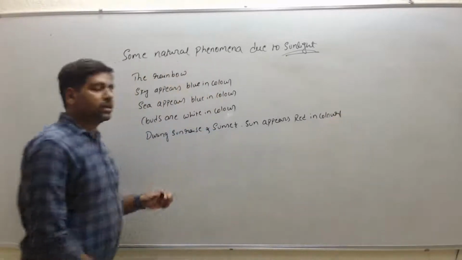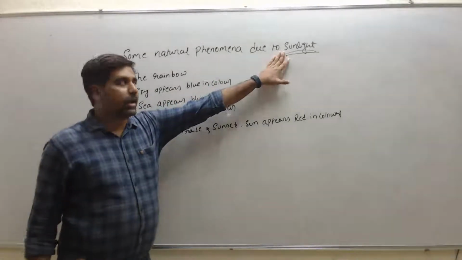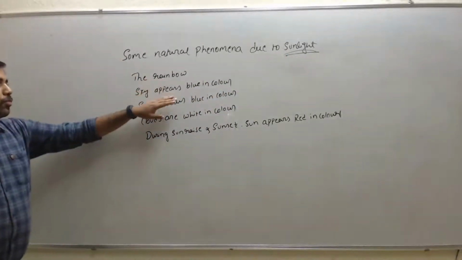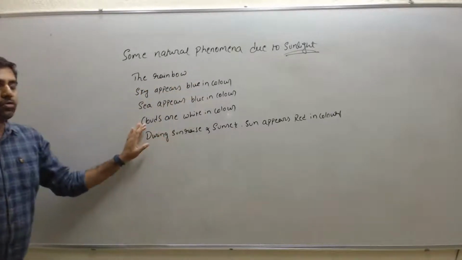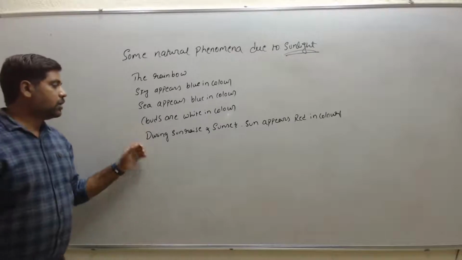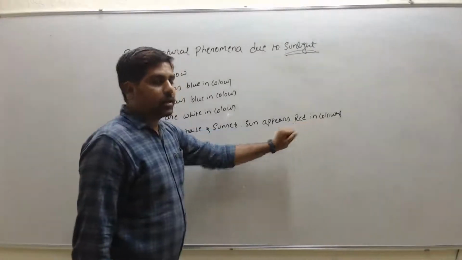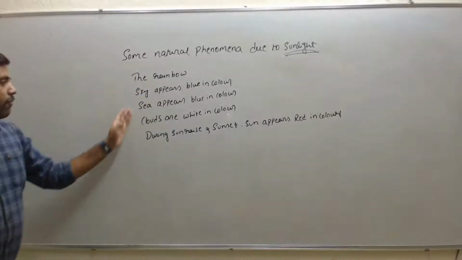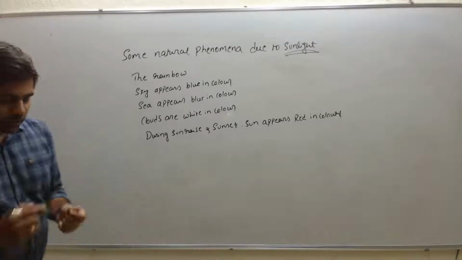So these are the natural phenomena that are due to sunlight. Those are the rainbow, the sky and sea appearing blue in color, and clouds being white in color. During sunrise and sunset, the sun appears red in color. So these are the five phenomena which we are going to study in this chapter.